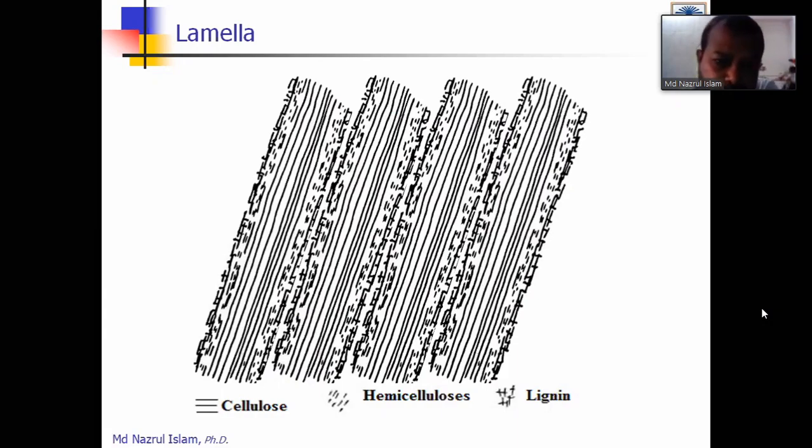So now you know lamella. Several lamella make the cell wall, and in each lamella, at the central portion there is cellulose. Then beside that there is hemicellulose, and finally there is lignin. So those are the different orientations.